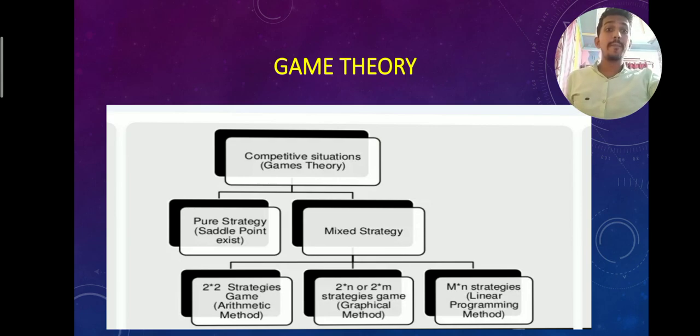Next is types of game theory. Game theory deals with competitive situations. There are pure strategy and mixed strategy. Mixed strategies include 2 by 2 strategy games, where the arithmetic method is used, and 2 by n or m by 2 games, where the graphical method is used. The m by n strategy uses the linear programming method, which is an analytical method.